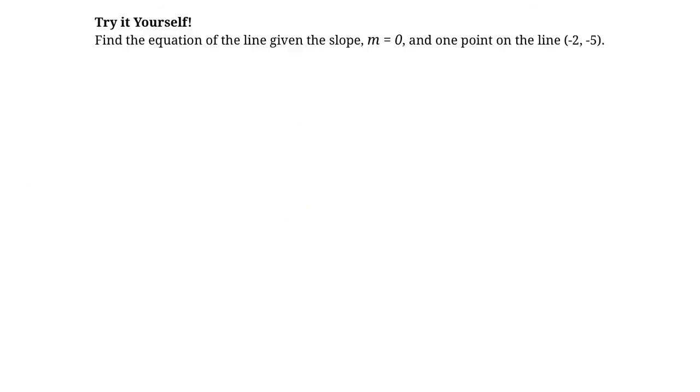So let's do this one as well. Find the equation of a line given the slope m equals 0 and 1 point on the line, negative 2 and negative 5. So we know that this is our slope, m is equal to 0, and our point, this is x and y. And we have our equation y equals mx plus b. We just need to put those two things into our equation.